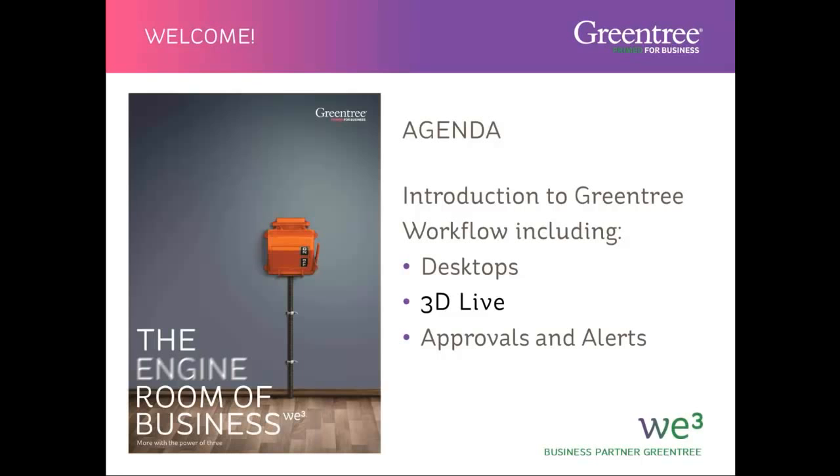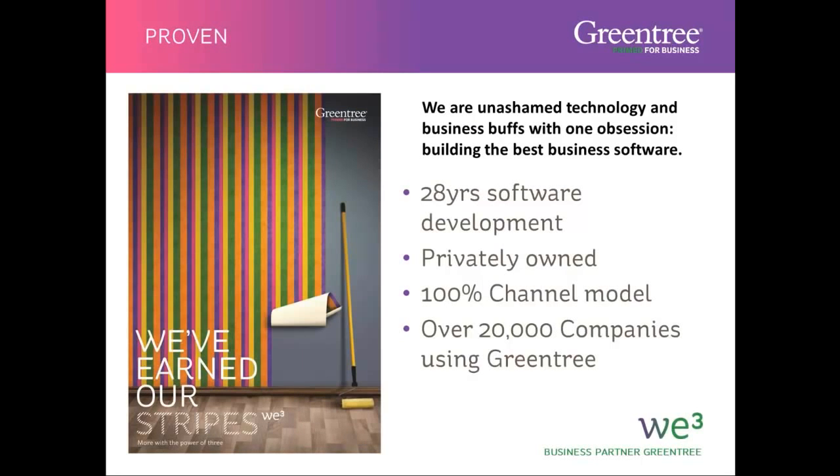So who are we? Greentree is a company that develops business software. That's what we do. We've been doing that for 28 years. We first developed a DOS-based product in the 80s, and we developed the current product and released it in 1999. That product's been going through lots of improvements and enhancements over the years, and today we're going to look at some of the newer things that we've done. We are a privately owned company. We deal through our partners, so our partners actually support our customers and implement systems and train them and all those sorts of things. There's currently over 20,000 companies using Greentree today.